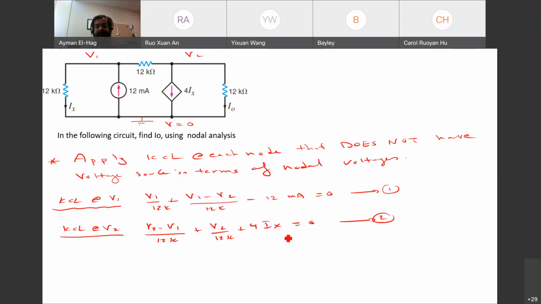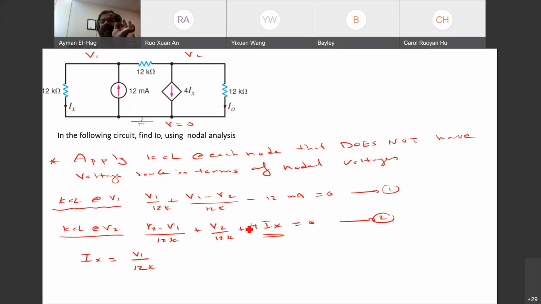Two equations, but now I have Ix. So now I have a third unknown, so I need a third equation. Whenever you have a dependent source, this will introduce another unknown. So what should we do? What is this Ix, basically? This Ix is the current in that direction going in this branch. So Ix itself is nothing but V1 over 12K. You substitute your Ix with its value. Then you will have two equations, two unknowns, and you solve them.